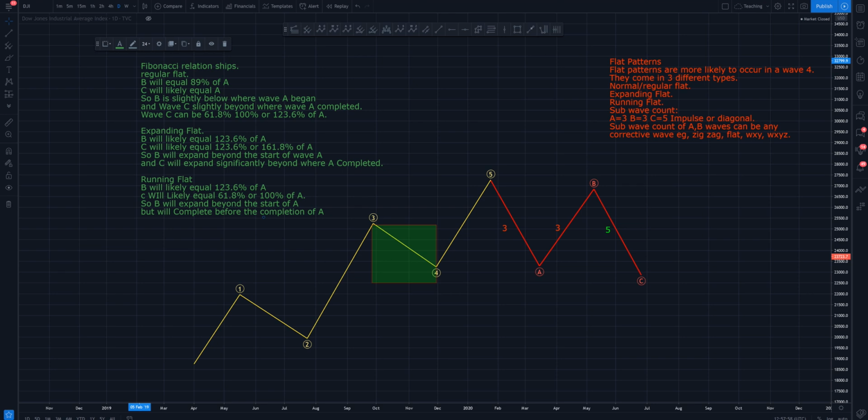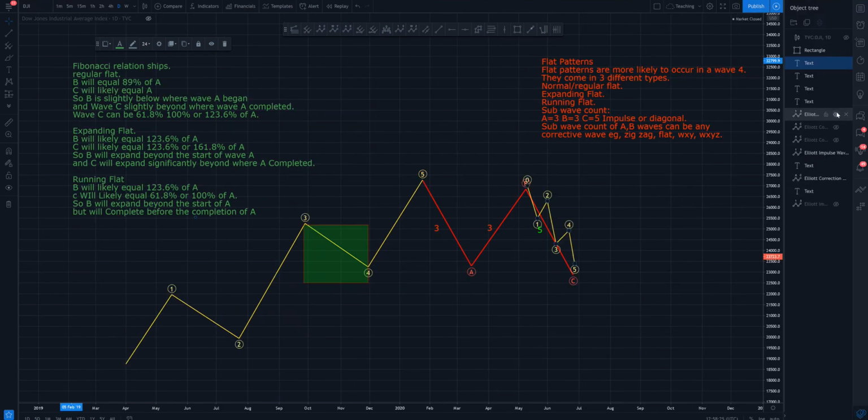Introduction to Elliott Wave Theory. In this episode we're going to be covering flat patterns. Now, flat patterns are more likely to occur in your wave 4, more so than they are to occur in the wave 2. They come in 3 different types: a normal/regular flat, an expanding flat, and a running flat. The subwave count for all of these flat patterns, however, will always be 3, 3, 5. So let me show you what that looks like.